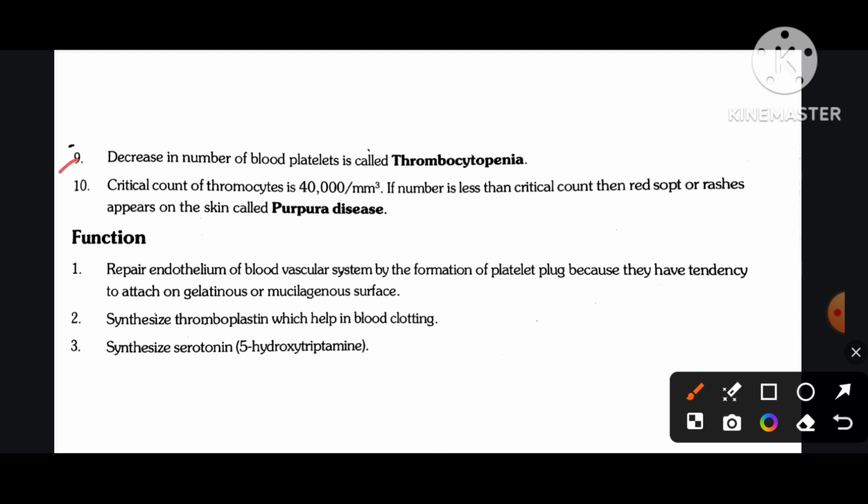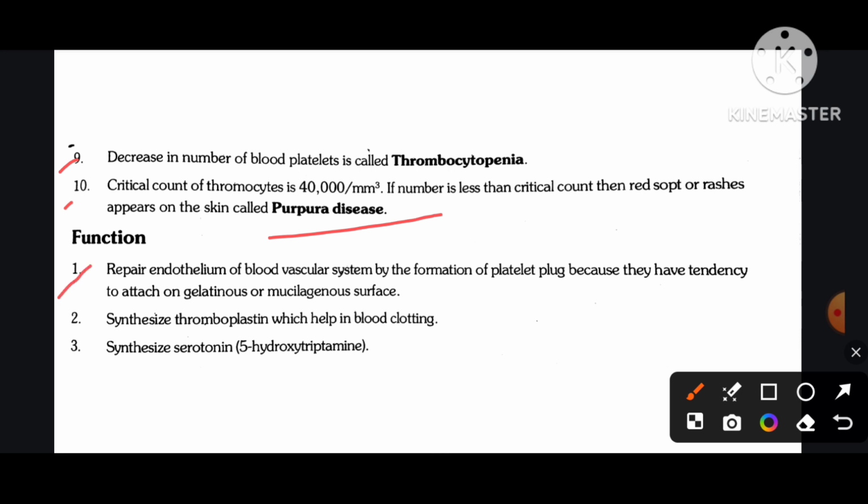A decrease in the number of blood platelets is called thrombocytopenia. The critical count of thrombocytes is 40,000 per mm³. If the number is less than the critical count, then a red spot or rash appears on the skin, called purpura disease.